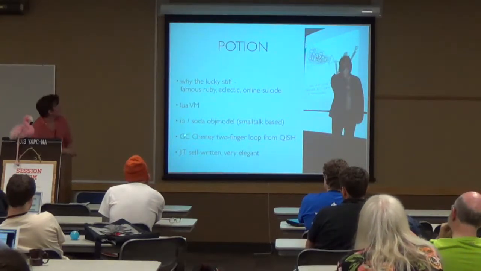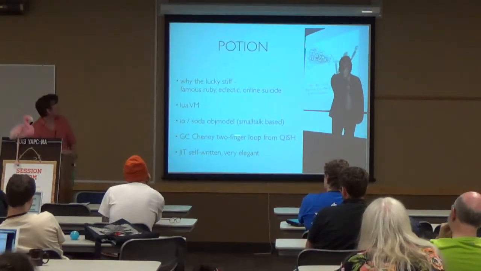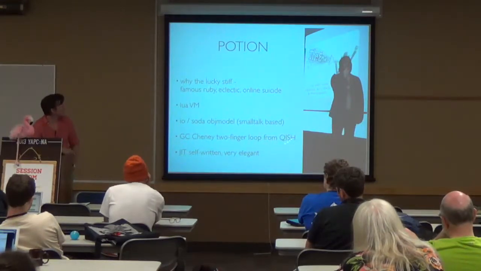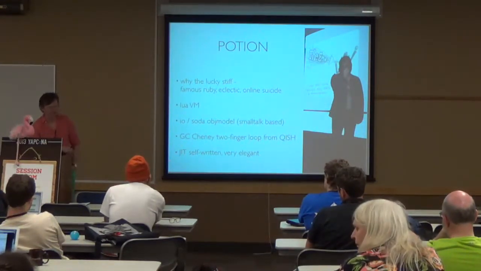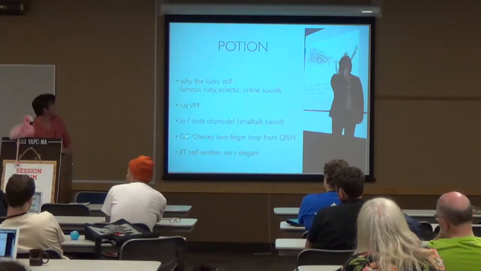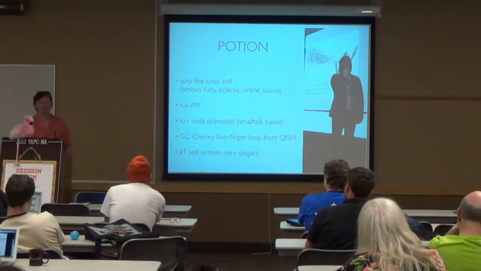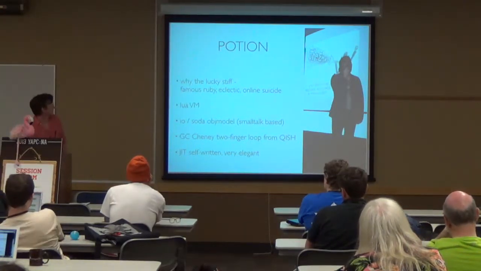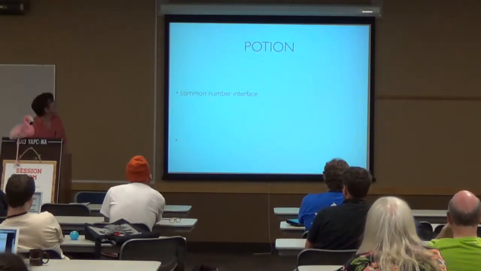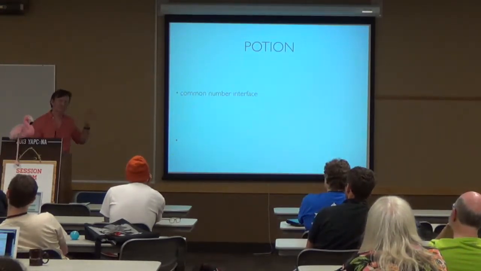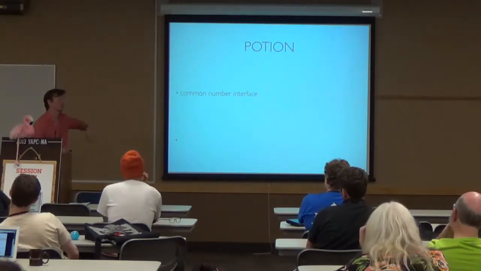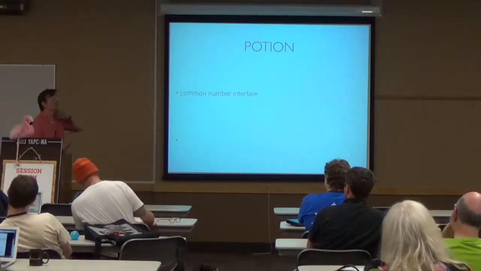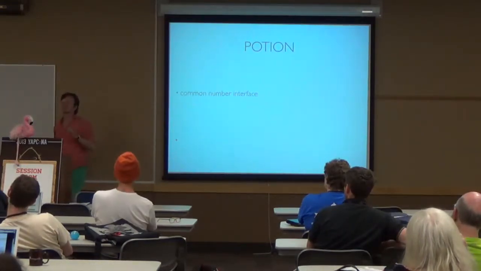He uses a crazy, super modern GC, which is a Cheney two-finger loop GC from Kish. He took most of the stuff from French hackers, he said. So that's a French GC, but it's also used, for example, in the Lisp I'm using, in C Lisp. And the JIT he wrote on his own. So Potion is using a common number interface, which is a little bit different to Ruby. So he came up with designs which went from Ruby more to Perl back. Or let's say Ruby. Let's say Lua.